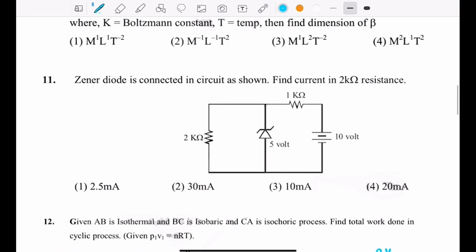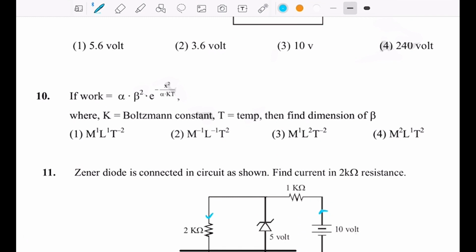A Zener diode is connected as shown. Find the current in the 2 kilo-ohm resistor. From here the current goes, 10 volt, so definitely it has to be 5 volt. The potential difference is 5 volt. So 5 volt divided by 2, 5 by 2, 2.5 milliampere. That's it.